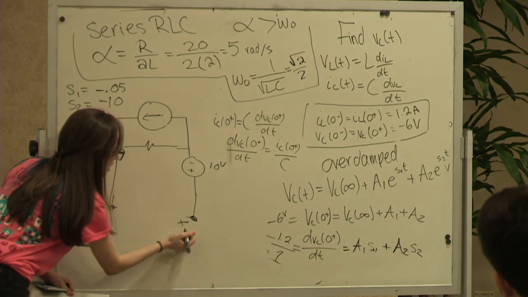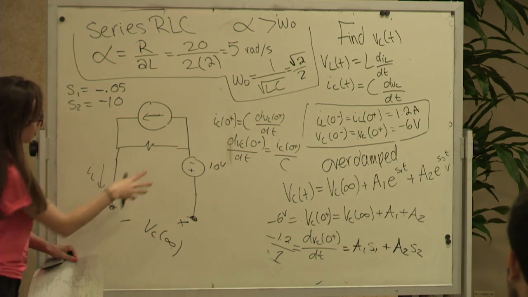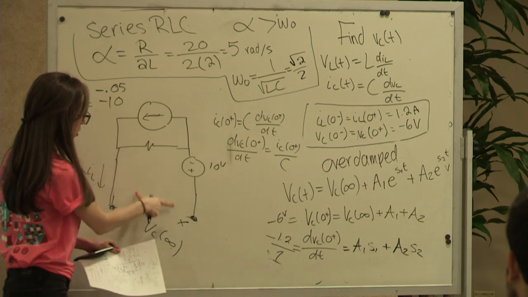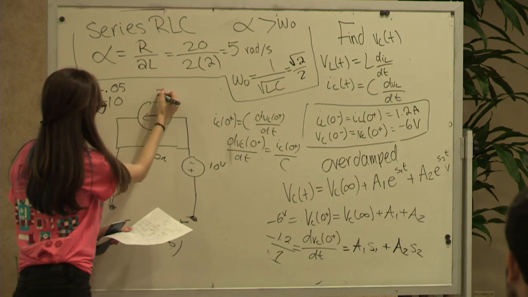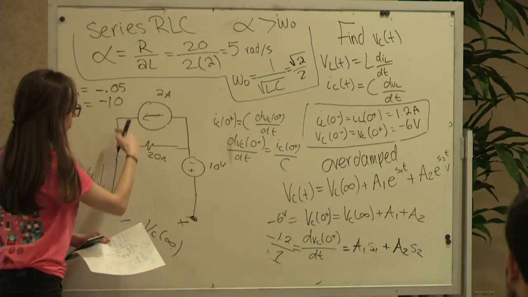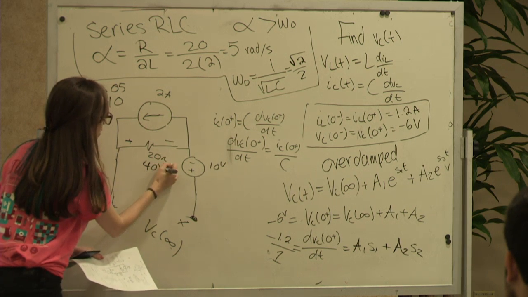and VC of infinity is here. There's still voltage here. There's no current, but there's still voltage, so don't forget about this. It's not just whatever voltage is over the 20 ohm, 2 amps. But there is no current here, so this 20 ohms is directly, I'm going to leave it like this. So this is going to be 40 volts.